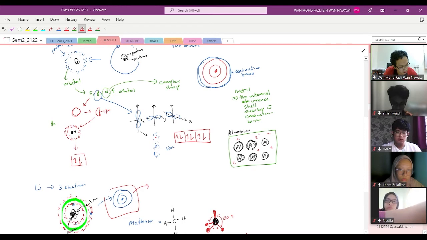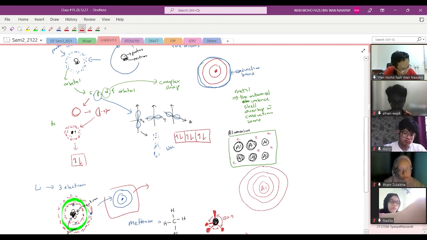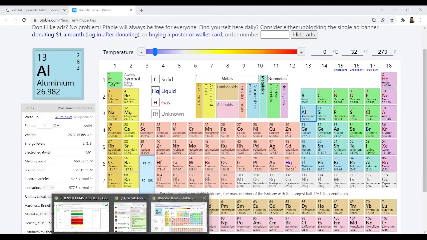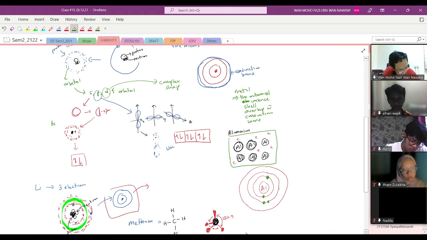If you have aluminium here, I just draw the outermost shell here. The inner one you have 2, the second one you have 8. This is the Lewis diagram, the one that you learn in chemistry. And the third one, the outermost one, has 3 electrons.